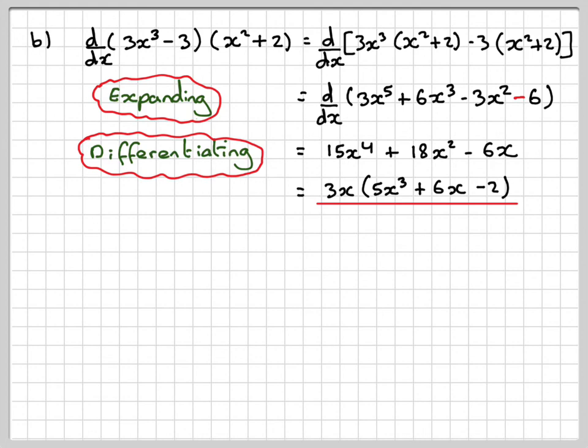So this has been a video where you have to actually prepare the function first before you actually differentiate. Make sure that you use the correct notation.